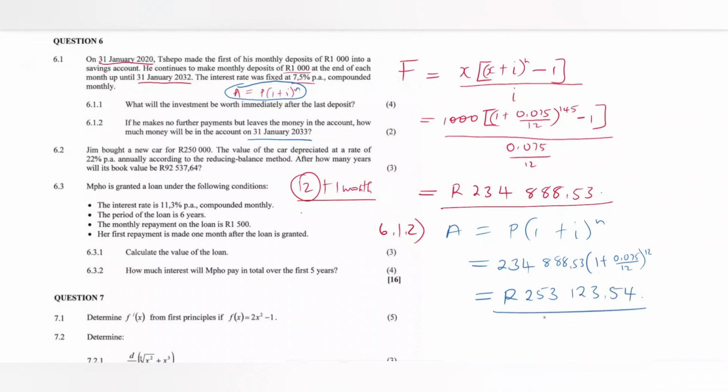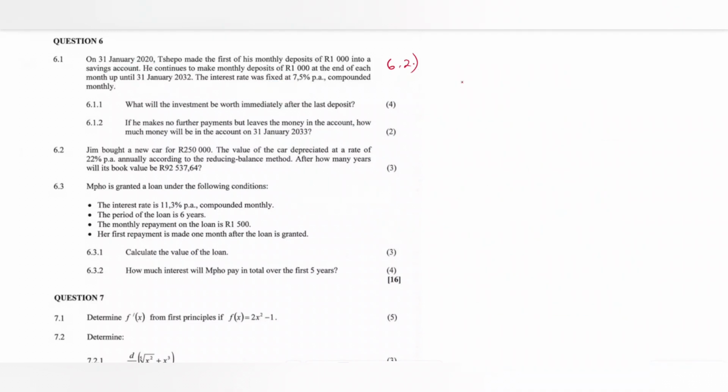This is the answer for 6.1.2. 6.2, Jim bought a new car for 250,000 rand. The value of the car depreciated at a rate of 22% per annum, according to the reducing balance method. After how many years will its book value be 92,537.64? So we are told that this one was being calculated on a reducing balance method.